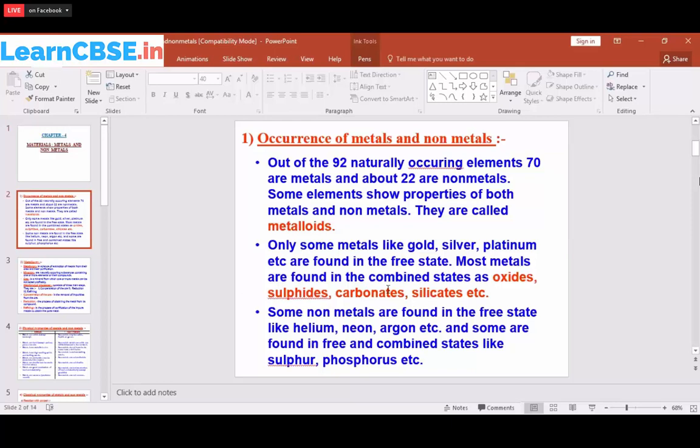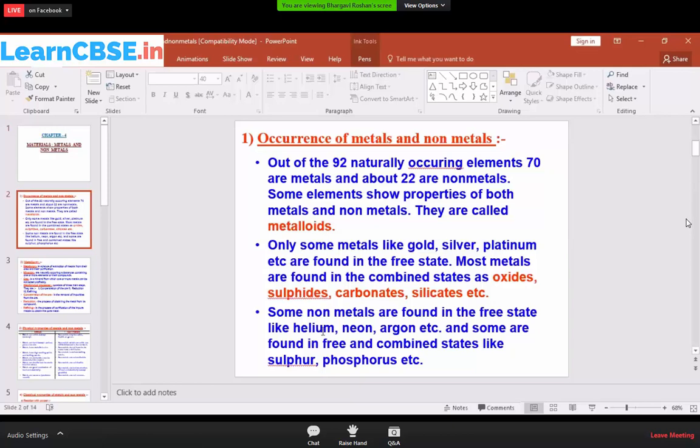Most metals are found in combined states as oxides, sulfides, carbonates, silicates, etc. Some non-metals are found in the free state, like helium, neon, argon. We call these the noble gases. Noble gases are unreactive in nature. They always exist as a single atom because their outermost valence shells are completely filled with 8 electrons, so they do not combine with any other atom.